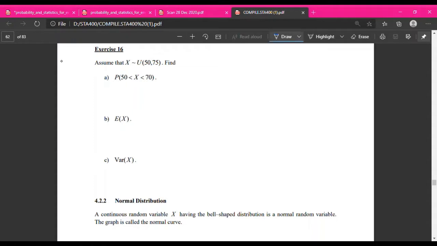Okay, so dia kata kat sini uniform 50, 75. Means that ini adalah interval untuk uniform. So first of all, we create the function first. The function will be 1 over 75 minus 50, which is b minus a. So the interval, the function is not complete if you do not put the interval 50 until 75. So actually kat sini 1 over 25.